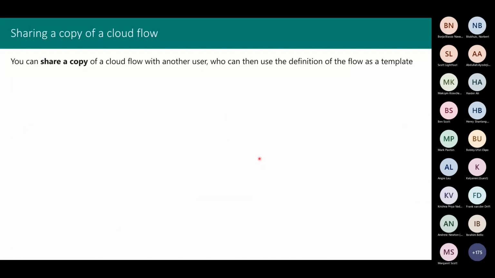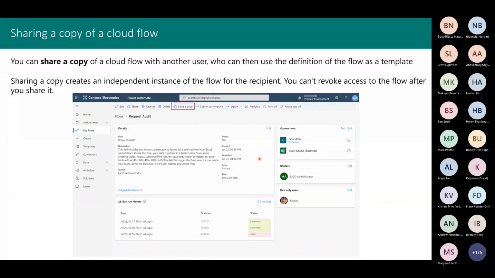As said before, you can also share a copy of a flow with another user. If you share a copy, you are not sharing your flow, but you can select your flow and click send a copy. With this, you can select the user. When sharing a copy, you are creating a new instance of the flow that can be used as a template for creating other flows. When you share it as a copy, you can't revoke access to the flow. So it's an action that cannot be undone. You have shared a copy.